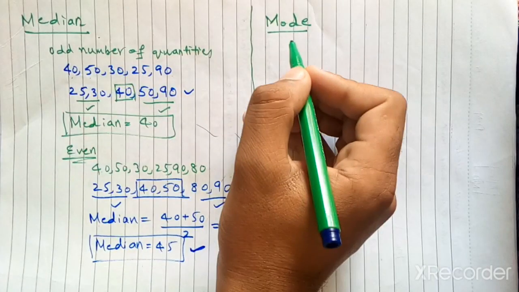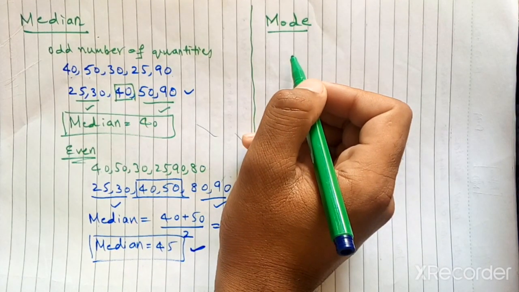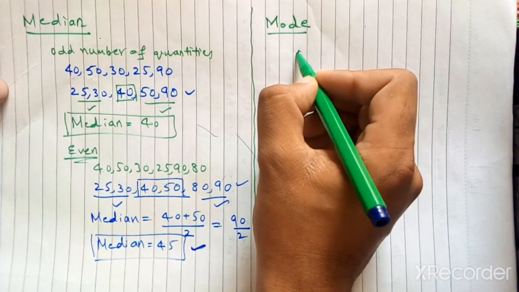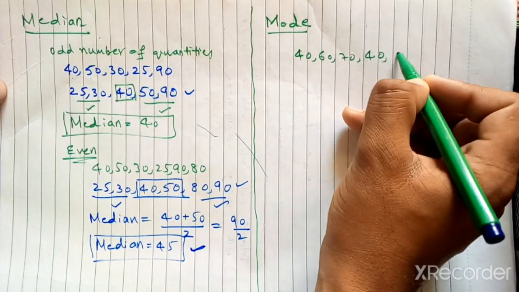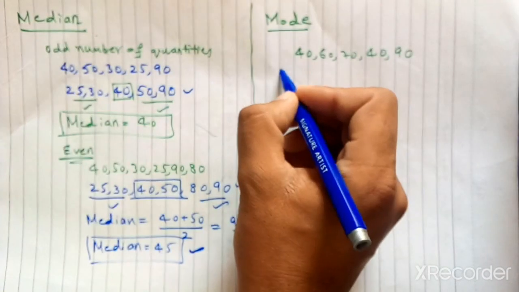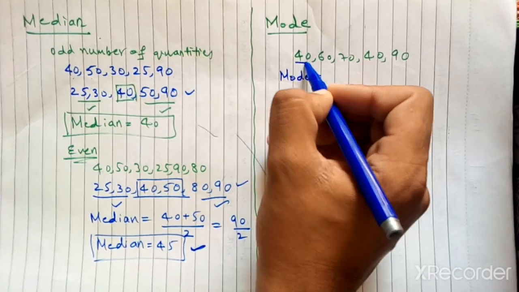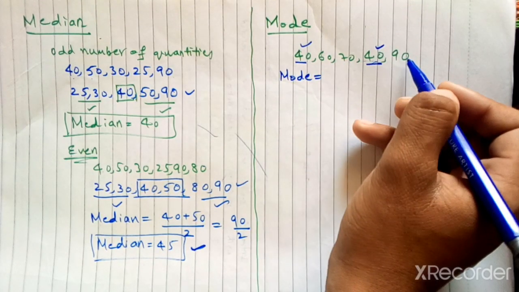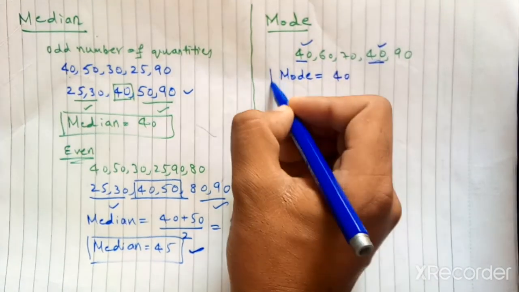Mode is the third method for calculating the central tendency, and mode is the value that occurs most frequently in the data. For example, we are given some quantities: 40, 60, 70, 40, 90. We are asked to find the mode. Mode will be the value which is repeated most in the data, and we see that 40 is repeated, 60 is not repeated, nor 70 and 90. So the only repeated value is 40. So this will be our mode.